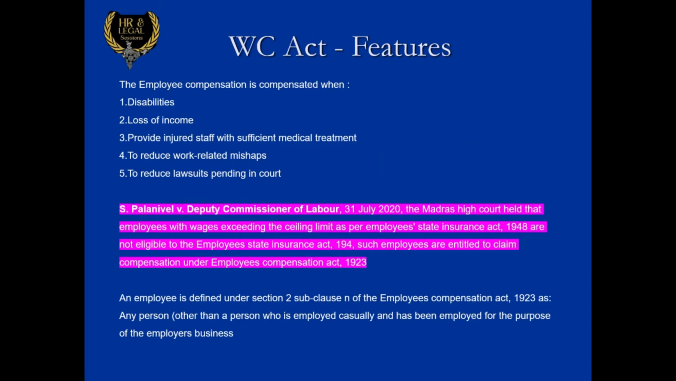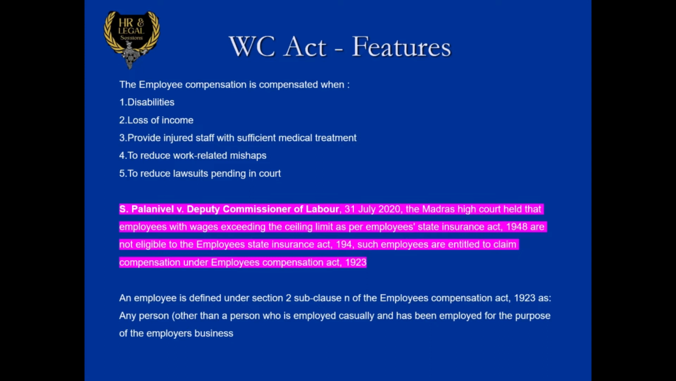Now, we are coming to the Employee Compensation Act features and all. The employee compensation is paid at the time of disabilities and loss of income. If a person is not able to come to the office because of an accident, he can claim the wage from the insurance company under the WC policy, which provides the injured staff with sufficient medical treatment, to reduce work related miscarriage and to reduce lawsuits pending in court. Here, we need not wait for the pronouncement of the court. We can approach the insurance company and get the benefit out of it.